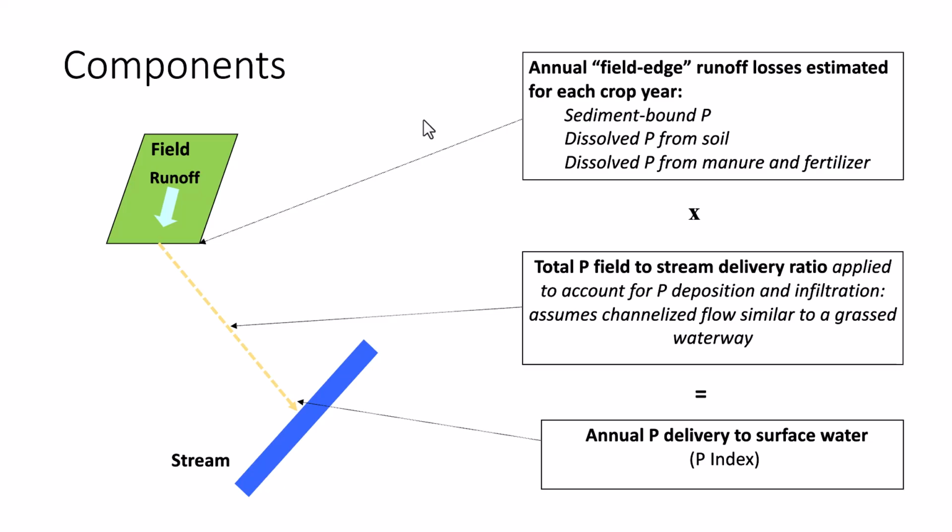The second piece, which is the middle box on the screen, is thinking about that pathway that the phosphorus takes from the field to the nearest water, and we call that the total P field-to-stream delivery ratio. And I'll describe that in more detail in future slides. Those things together, the sediment-bound phosphorus, the dissolved phosphorus, and then this delivery ratio, are the three key things that we need to calculate that annual P index value.